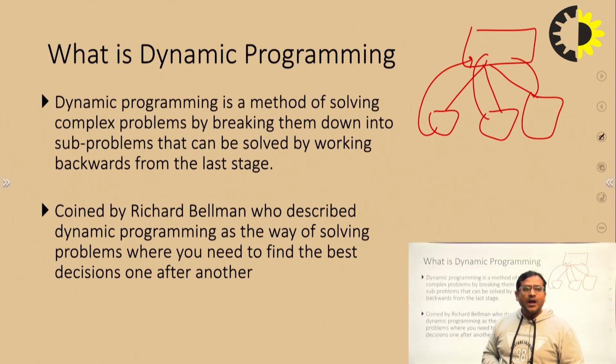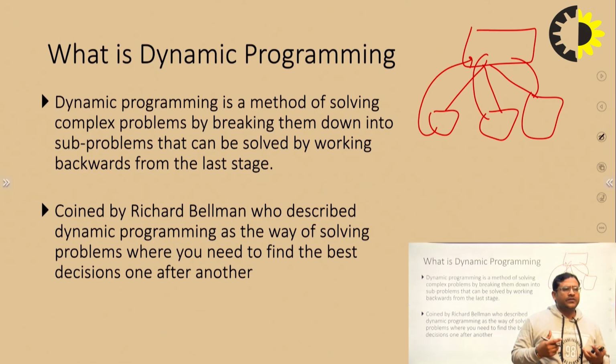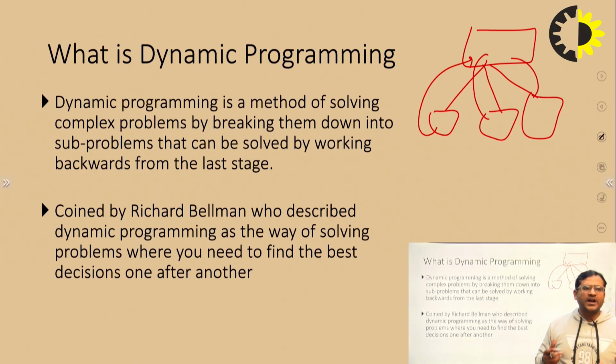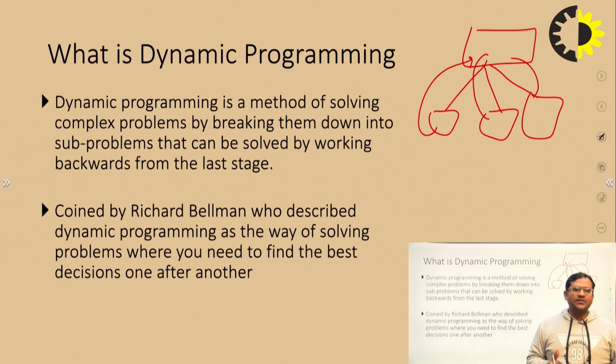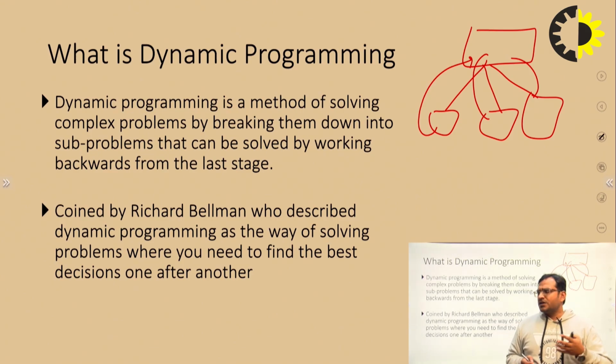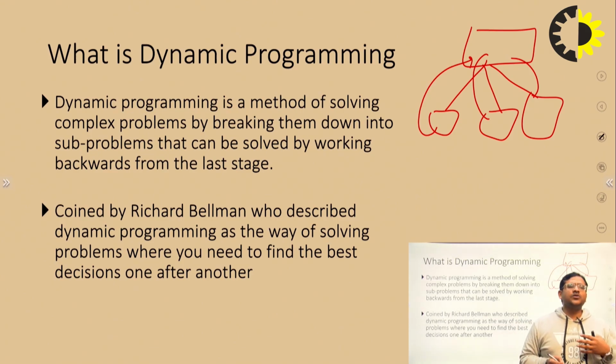Dynamic programming was described by Richard Bellman, who introduced the concept as a way of solving problems. What basically is dynamic programming? It is a way of solving a problem. A single problem can be solved in different ways, either by using dynamic programming or by using a greedy approach. You can solve any problem in a different way, where you need to find the best decision one after another.